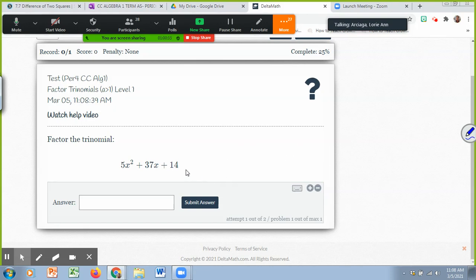She's a kid. Okay, so now let's do this. I have 5x squared plus 37x plus 14.